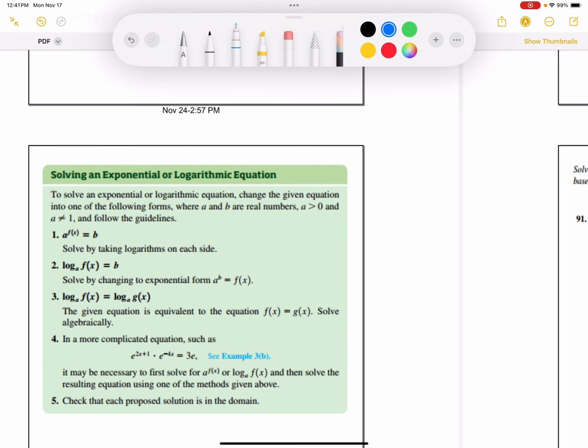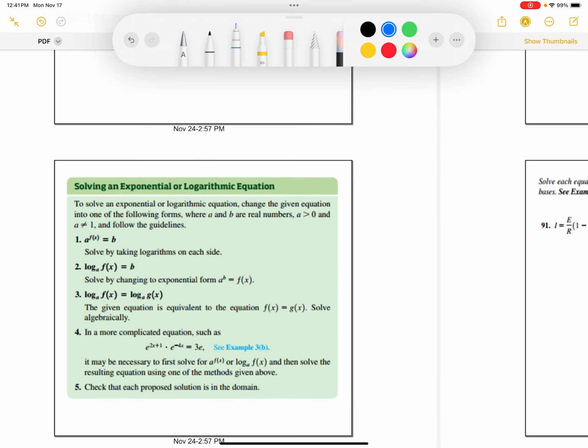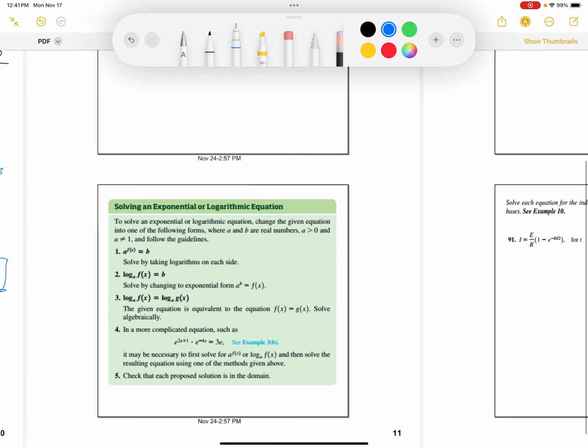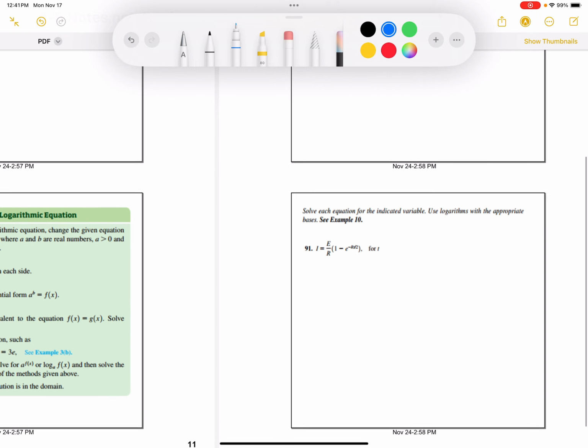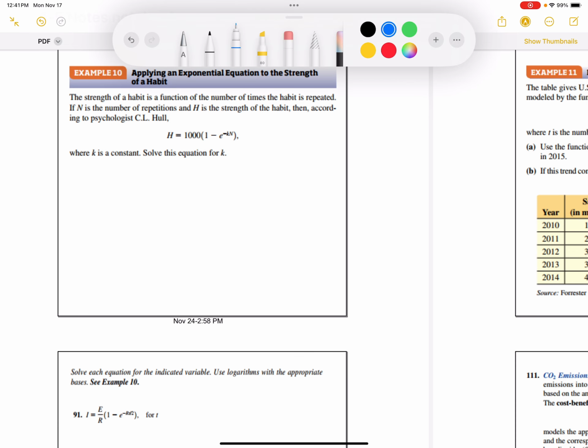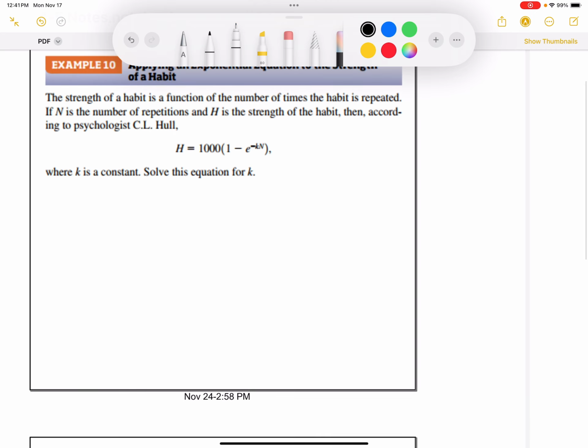All right, so here are these rules that we've been applying to solving these. Take a minute and go through them. My strategies don't always match what the book's doing, so don't get it in your mind that that's the only way. I think this is the last one I'm going to do. This says, the strength of a habit is a function of the number of times the habit is repeated. If n is the number of repetitions and h is the strength of the habit, then according to a psychologist, h is equal to this, where k is a constant. Solve the equation for k.